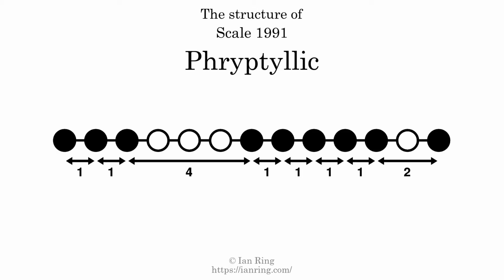The structure of a scale is a description of the interval distance between each successive tone. This scale has a structure of 1 1 4 1 1 1 1 2.